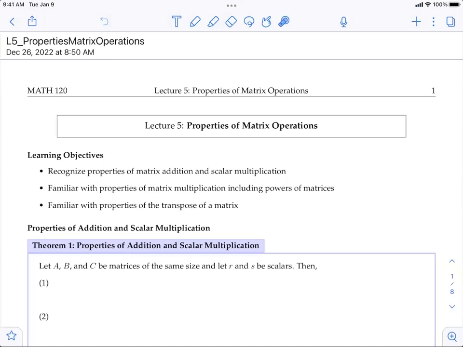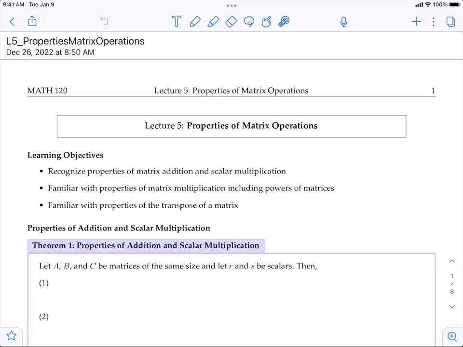So the learning objective is that we want to be able to recognize properties of matrix additions and scalar multiplications, and familiarize ourselves with the properties of matrix multiplications, including powers of matrices. All right. And at the end, we try to familiarize ourselves with the properties of the transpose of the matrix. And what is the transpose of the matrix? We're going to find out later in the lecture notes.